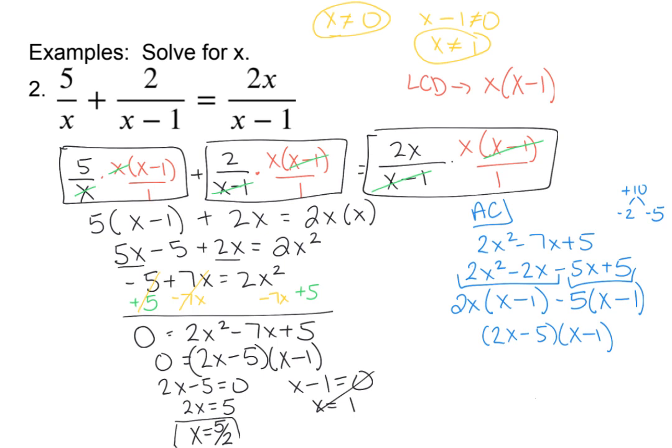So when you think you're done, remember you got to double check. Sometimes you're going to get answers that are part of those excluded answers from the beginning. If I tried to put 1 back in, I would get a 0 on the bottom of a fraction, and we cannot have that. That's a big no.